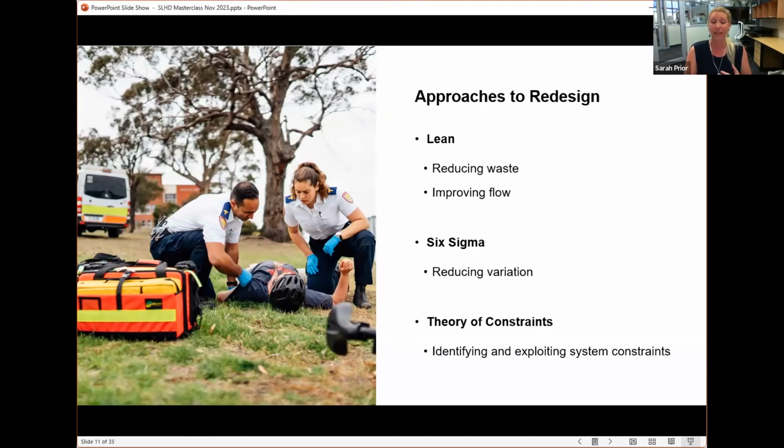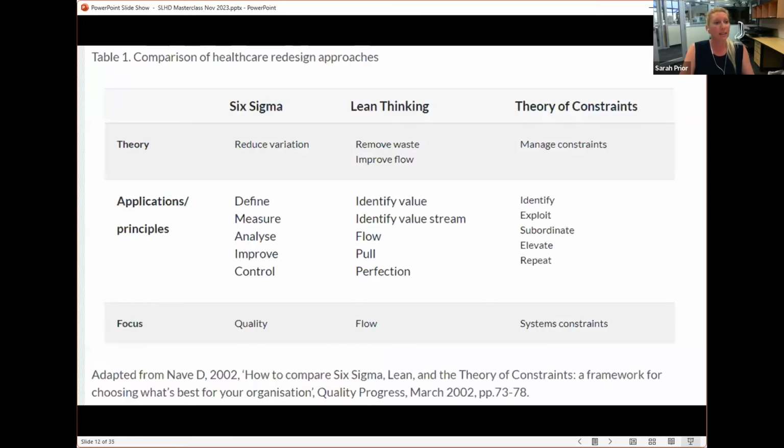Similarly, Six Sigma is an approach for reducing variation in systems and processes. If the problem that you've identified focuses on variation or streamlining processes, then this is the approach that will probably work best. And the theory of constraints is another approach that can be used in redesign, where systems and processes have immovable constraints, so things that you just have to learn to work with. So again, the theory underpinning your own redesign will depend purely on the problem that you've identified.